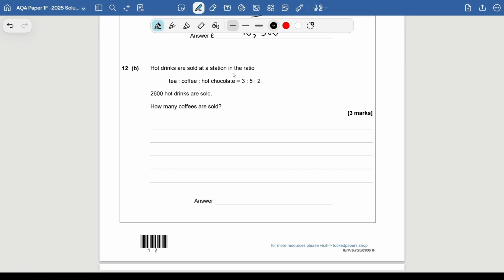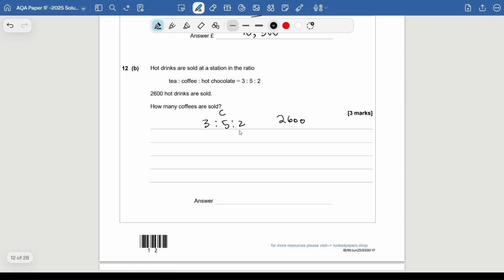Hot drinks are sold at a station in the ratio tea to coffee to hot chocolate is 3 to 5 to 2. 2,600 hot drinks are sold. So a total of 2,600 were being sold that day. So the ratio is 3 to 5 to 2. So it wants you to find the coffee. So we're just concerned about the coffee.